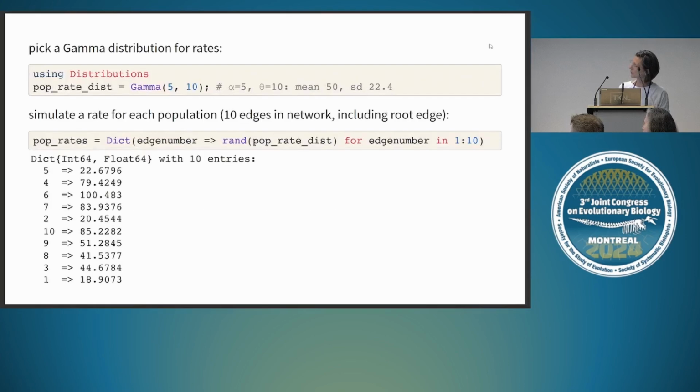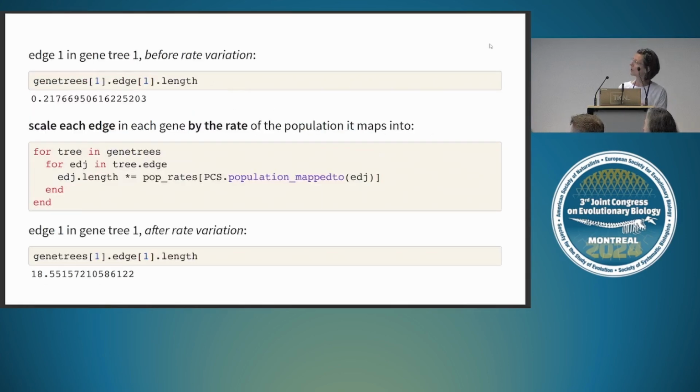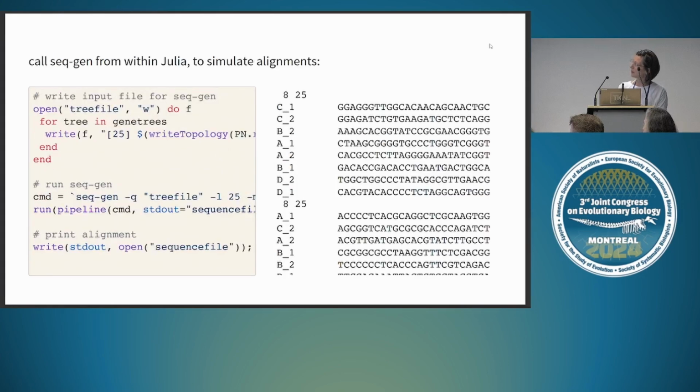I'm going to go faster, but this is what the code would look like. Maybe you simulate some rates for each lineage. So here it's a rate for a lineage in the network. And then I can transform my gene trees using these rates at populations, and then pipe this into seq-gen. So that's what the code would look like, just to show it's actually fairly simple.